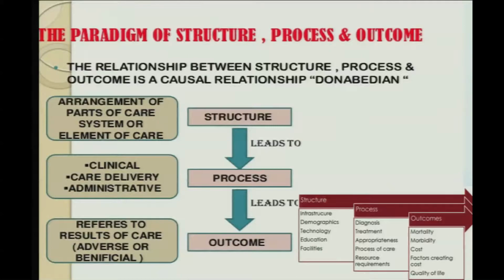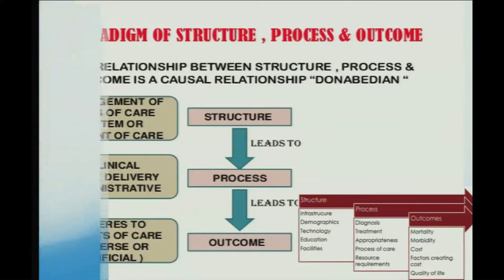Structure is the infrastructure, the facility we have in our place. Along with that, people to give services and the technology and other aspect of infrastructure. Process is what happens in the hospital, the diagnosis, assessment, treatment, and the process of care. And outcome is what happens, whether it's negative outcome or positive outcome, surgical outcome or patient satisfaction. All these are outcome processes.